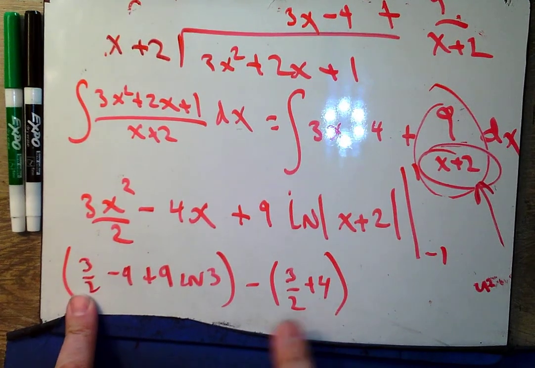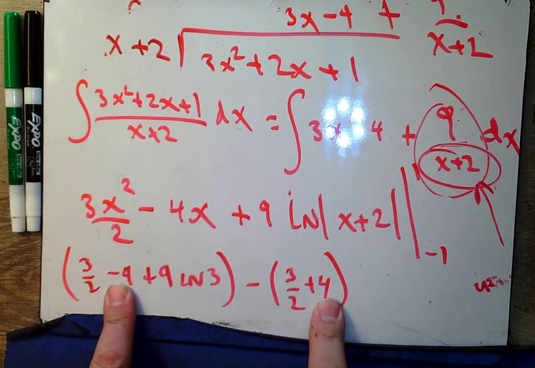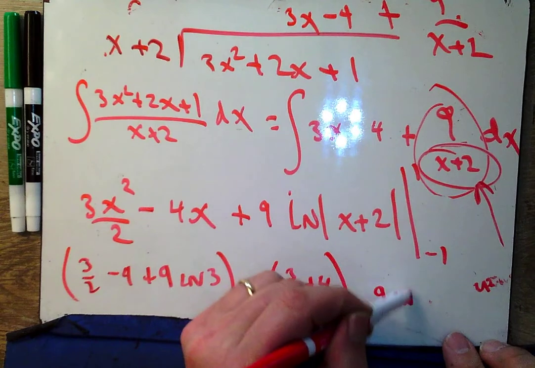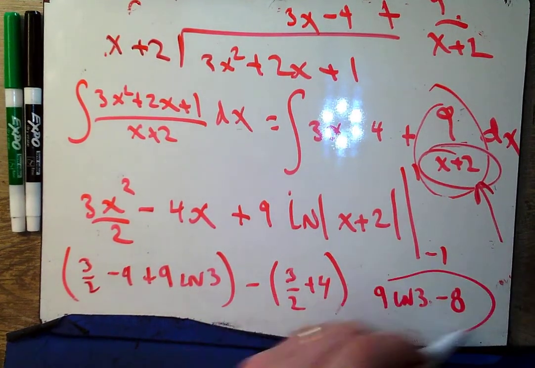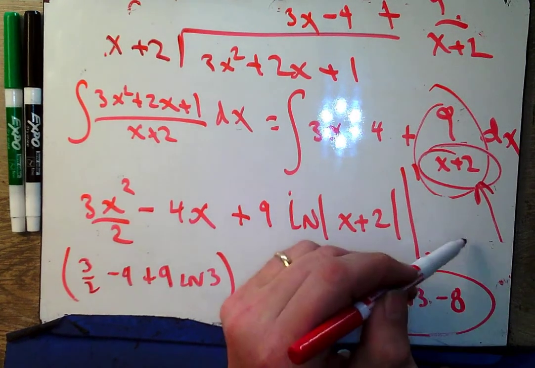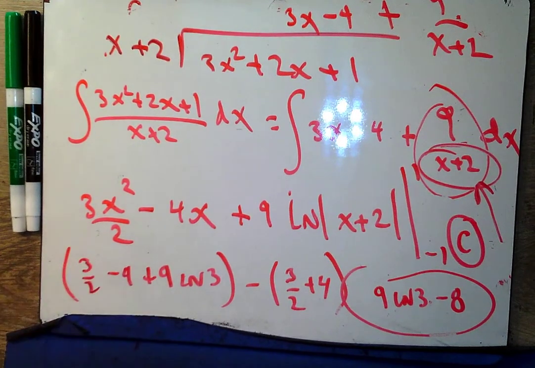3 halves minus 3 halves, minus 4 minus 4. It's going to be minus 8 and 9 ln of 3 minus 8. Okay, I think that's my answer. Minus 8 plus 9 ln of 3, that's choice C. I didn't even need to scroll down.